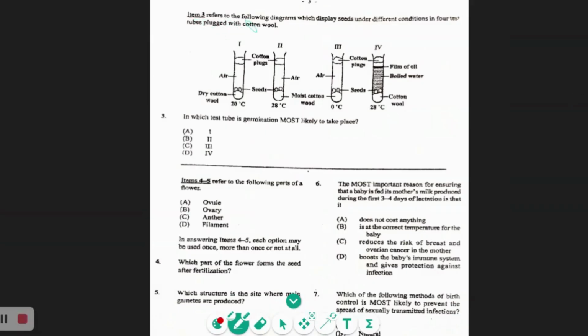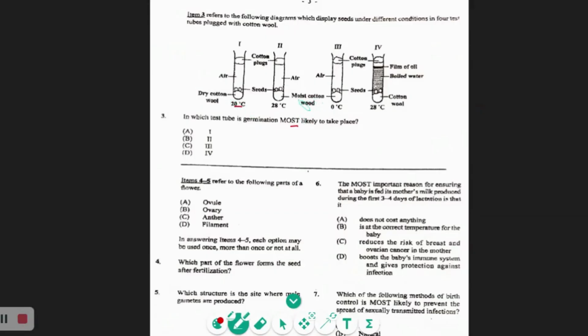Item 3 refers to the following diagrams which display the seeds under different conditions in 4 test tubes plugged with cotton wool. So all of them plugged with cotton wool. Now 3, in which test tube is germination most likely to take place? We have to look at the conditions. We have the temperature. We also have if the cotton wool that the seeds are on is dry or moist.